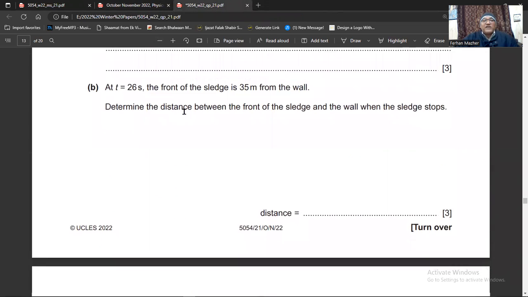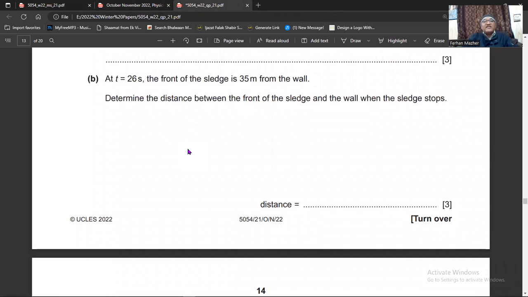Question number 7, it's B part. At t equals 26 seconds, the front of the sledge is 35 meters from the wall. Determine the distance between the front of the sledge and the wall when the sledge stops.